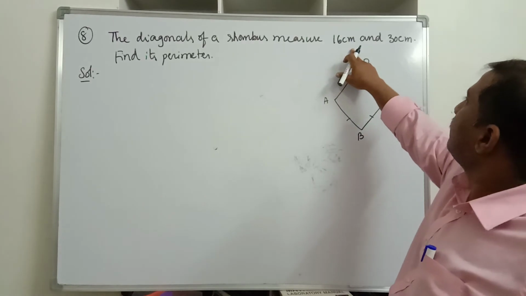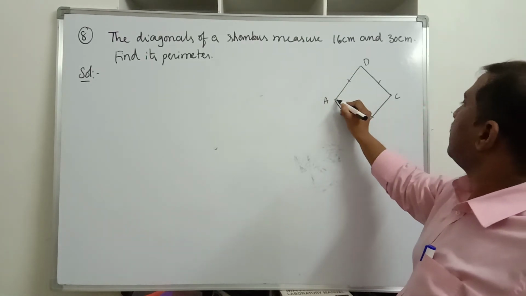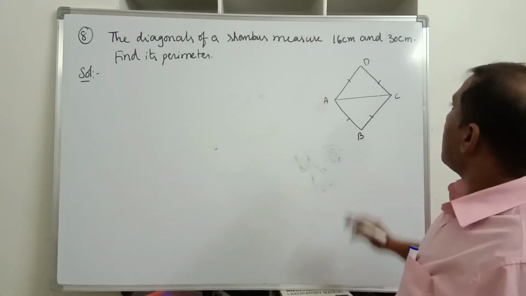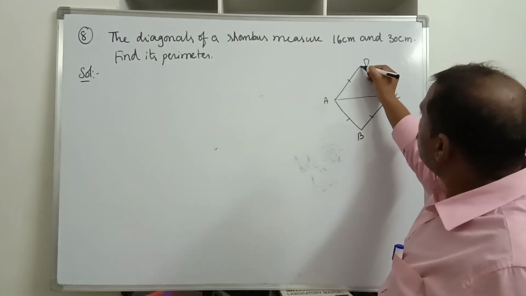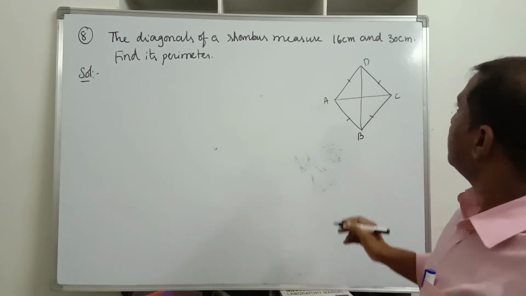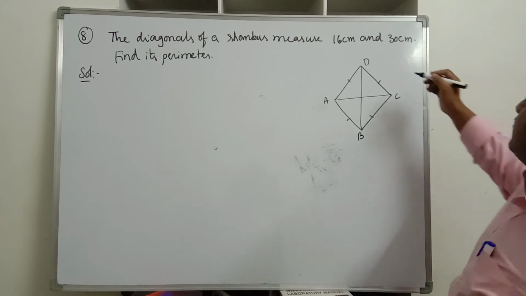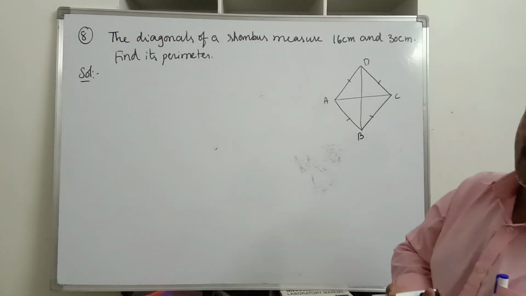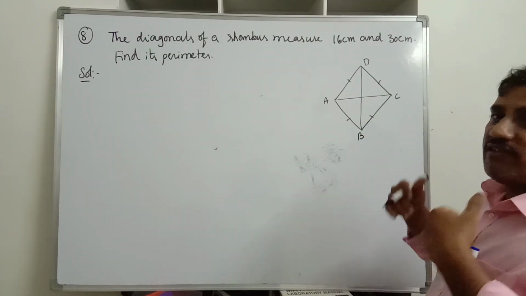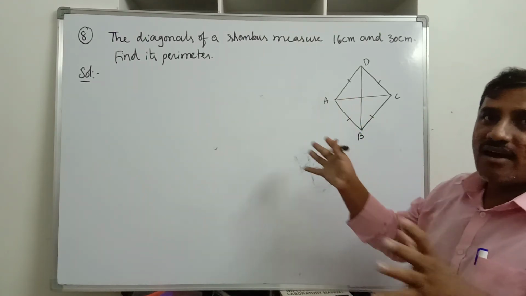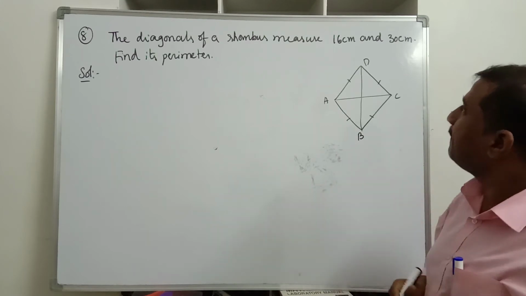They are given 16 centimeters as one diagonal. Let this be one diagonal. Its length is 16 centimeters. And the other diagonal is BD, whose length is 30 centimeters. Now, the property of a rhombus is that all the sides are equal. If we find one side, then we will know all the sides of the rhombus. And the perimeter of the rhombus means adding the lengths of all four sides.